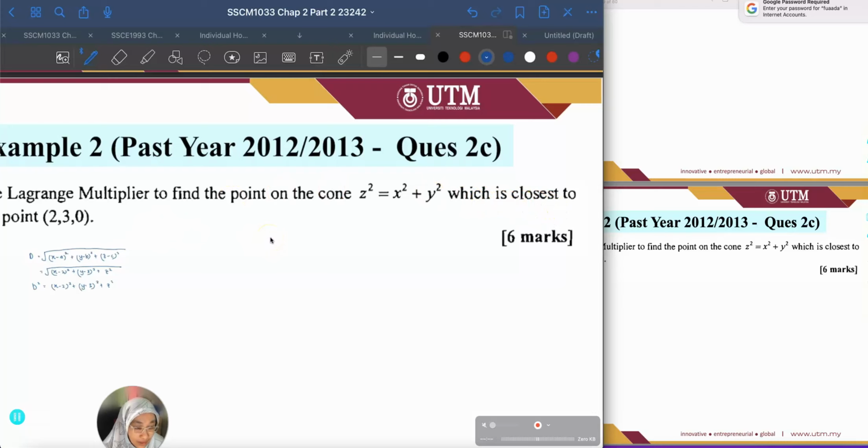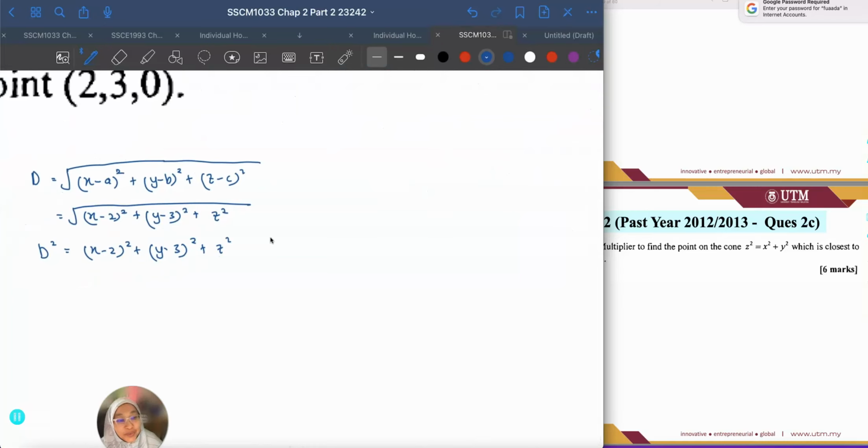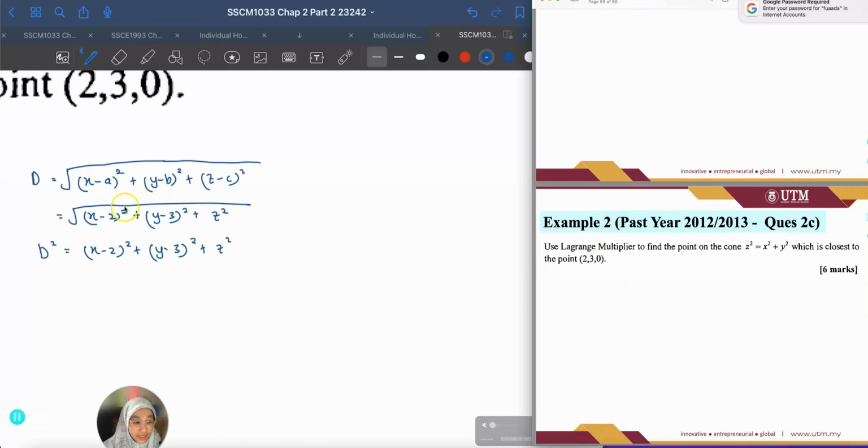Okay, so here you have to know the formula of the shortest distance between a function and a point. So maybe a long time ago you have seen this formula before, but I'm not sure. But just to let you know, this is the general formula of the shortest distance. D is the square root of the function and the point. So the point here, a, b, c, is the point which is 2, 3, 0. So I replace a is 2, b is 3, and c is 0. Then this is the function.